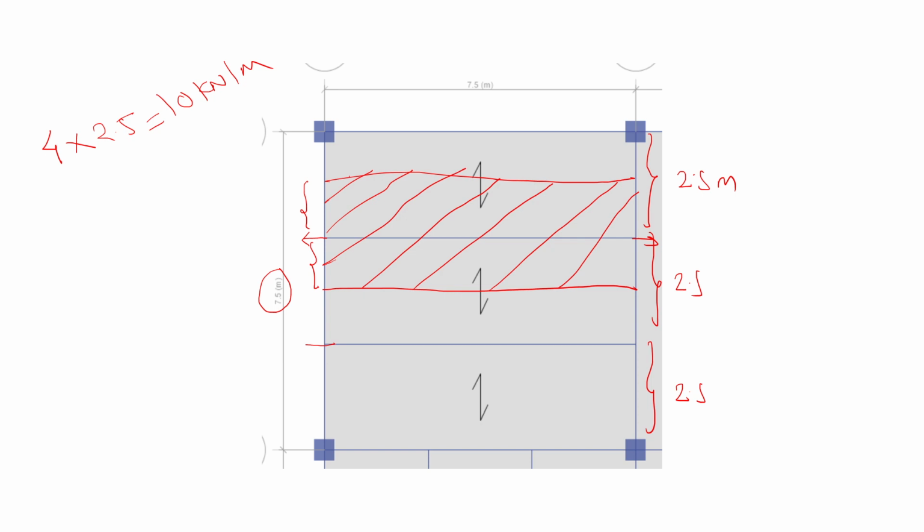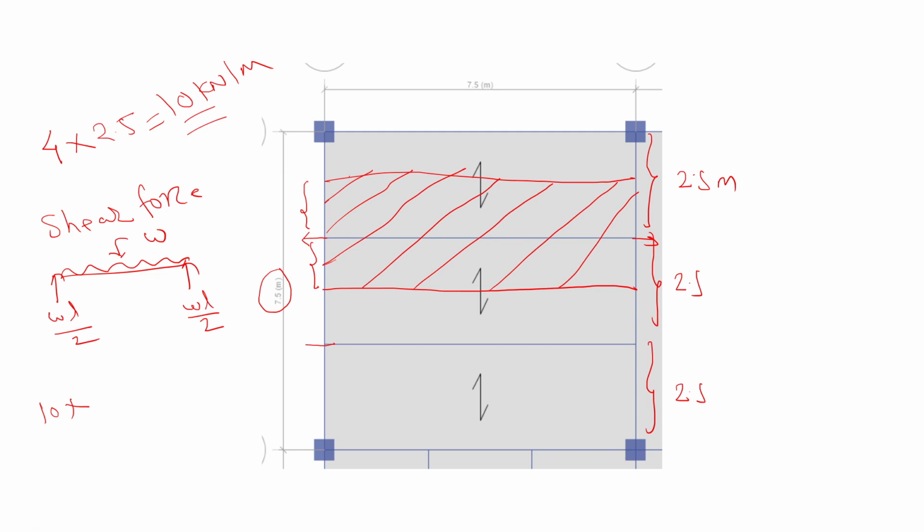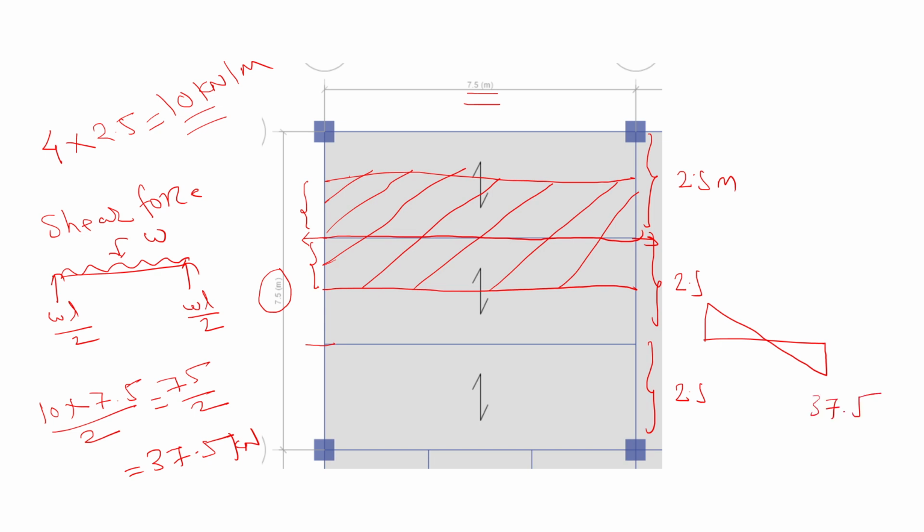So what will be the shear force here? We know the formula of shear force: if UDL is acting, then WL by 2 at each end. So here you can see W is 10, into the span, which is 7.5 meter, so WL divided by 2. That means 75 divided by 2, you will get 37.5 kilonewton. So the shear force diagram will be somewhat like this, 37.5. So let's see in ETABS.